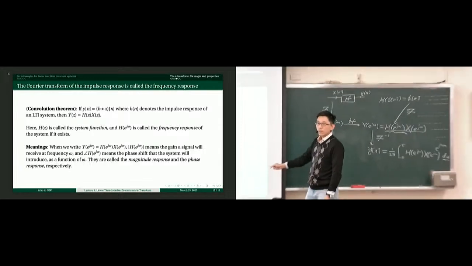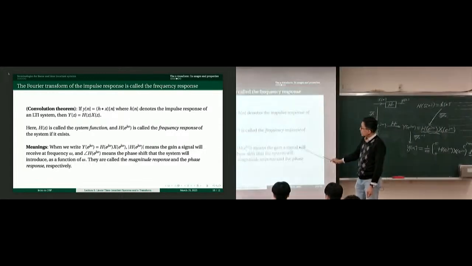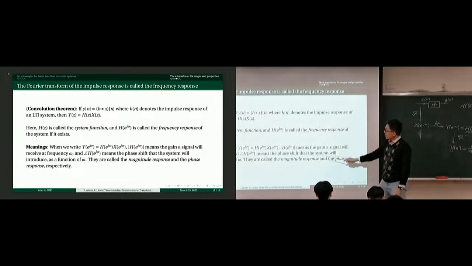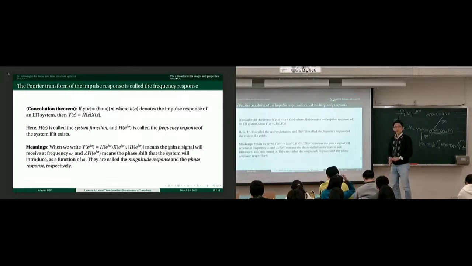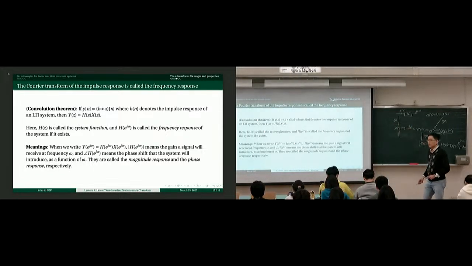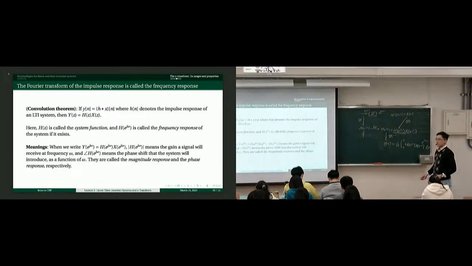Let's come back to the slide. Here I do want to mention that when you write Y equals H times X, please remember that H in general is a complex number. So here we are talking about multiplication of two complex numbers at every frequency. At every frequency, this multiplication is complex valued. That's an important thing to keep in mind.